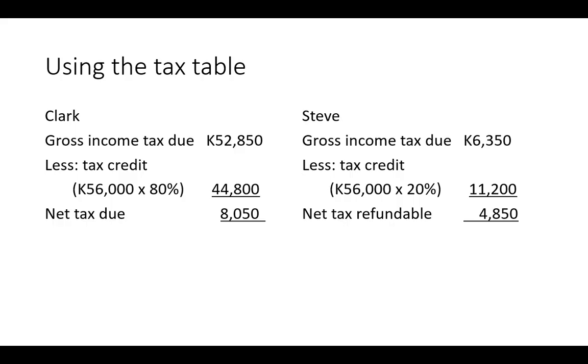80%. So here, 56,000 multiplied by 80%, so we have 44,800. So that will be the tax credit. So 52,850 less 44,800. So you have for Clark, he still needs to pay 8,050.